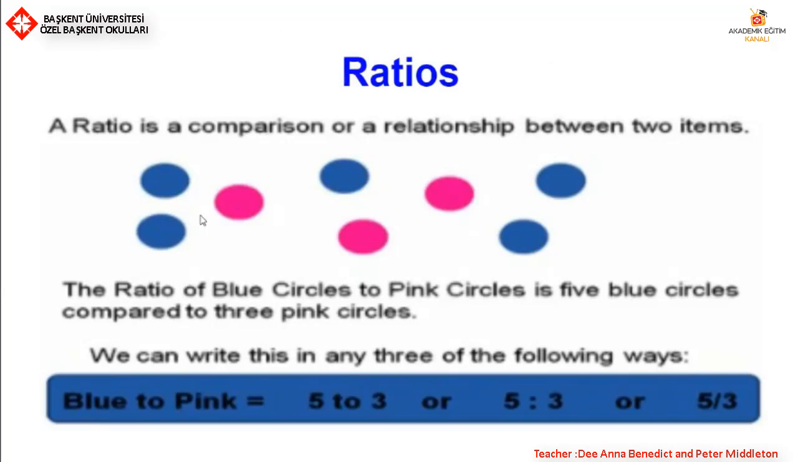Ratios. Ratios are a comparison or a relationship between 2 items. So let's look at these dots or these circles. How many blue are there and how many pink? We can see that there are 5 blue circles, but there's only 3 pink circles. We can write this as a ratio. Can you see? At the bottom they say 5 to 3 as the ratio.